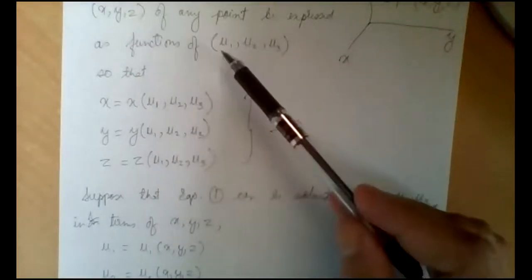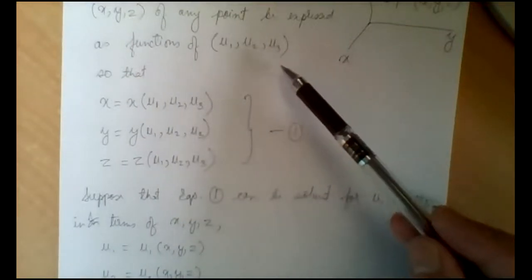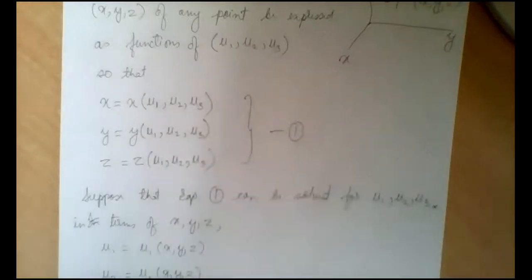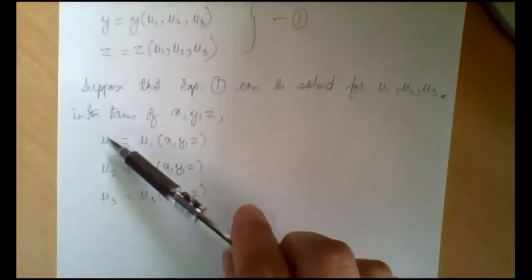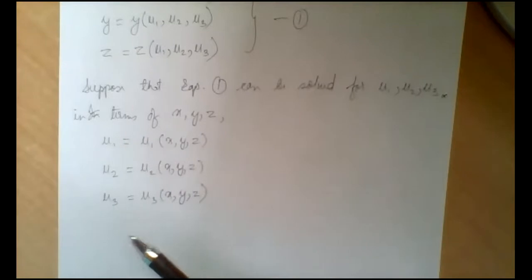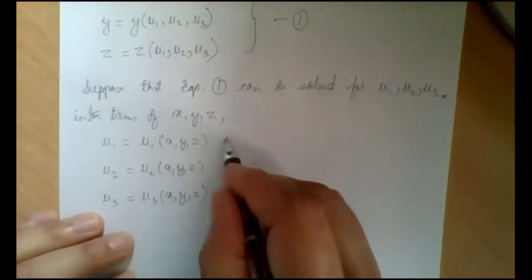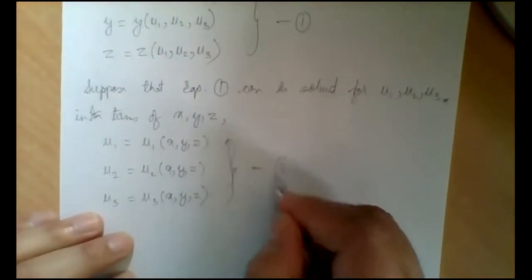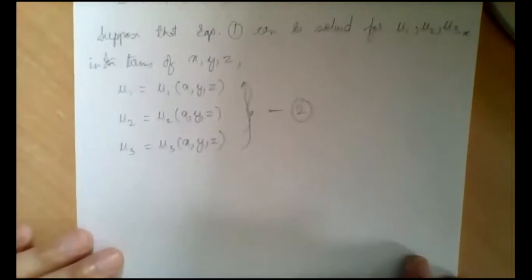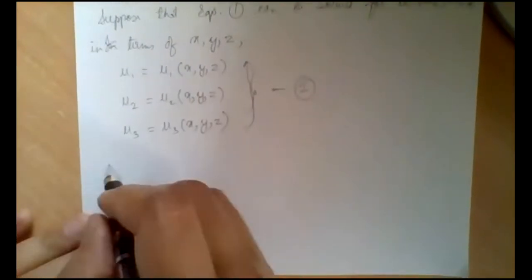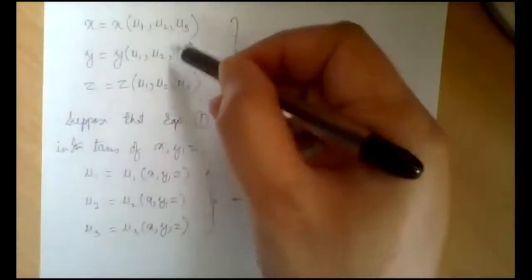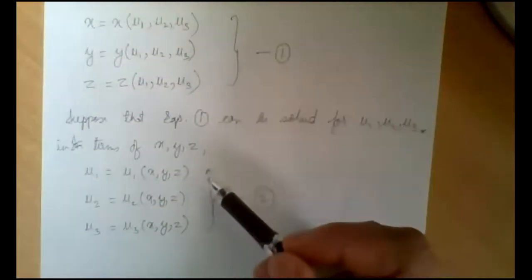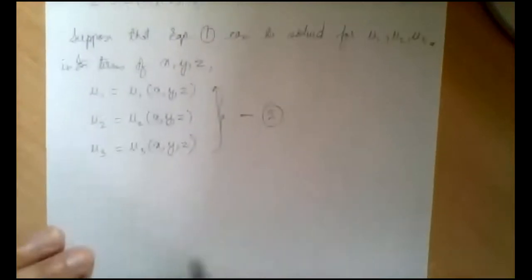If x, y, z can be expressed as functions of u1, u2, u3, and if these functions are invertible in the sense that you can also express u1, u2, u3 as functions of x, y, and z, this gives you equation number two. These three equations represent equation number two. The three functions in equation number one and these three functions in equation number two.